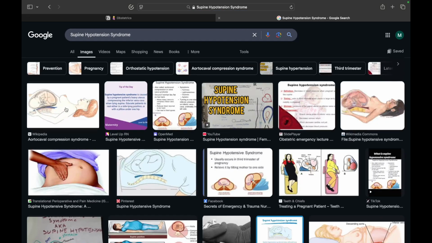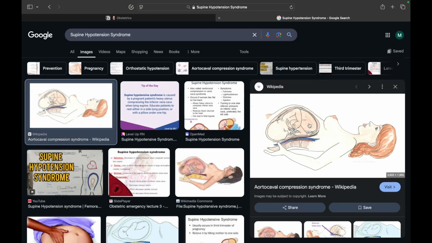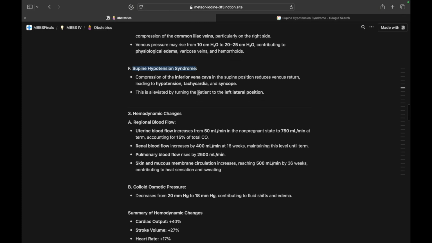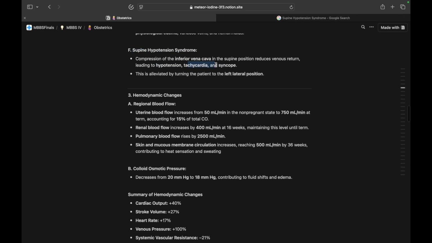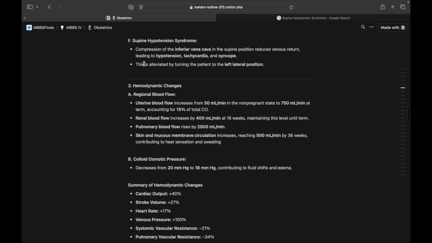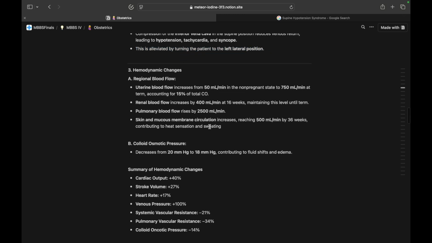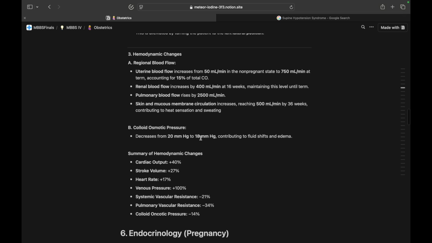Supine hypotension. So, here you can see how the mother is lying down and the uterus is compressing the IVC, and because of that less blood is going to the heart, and because of that there is hypotension, and tachycardia being a compensatory mechanism, and syncope because less blood is going to the brain. This is relieved by turning the patient to the left lateral position. The uterus is no longer compressing the IVC.